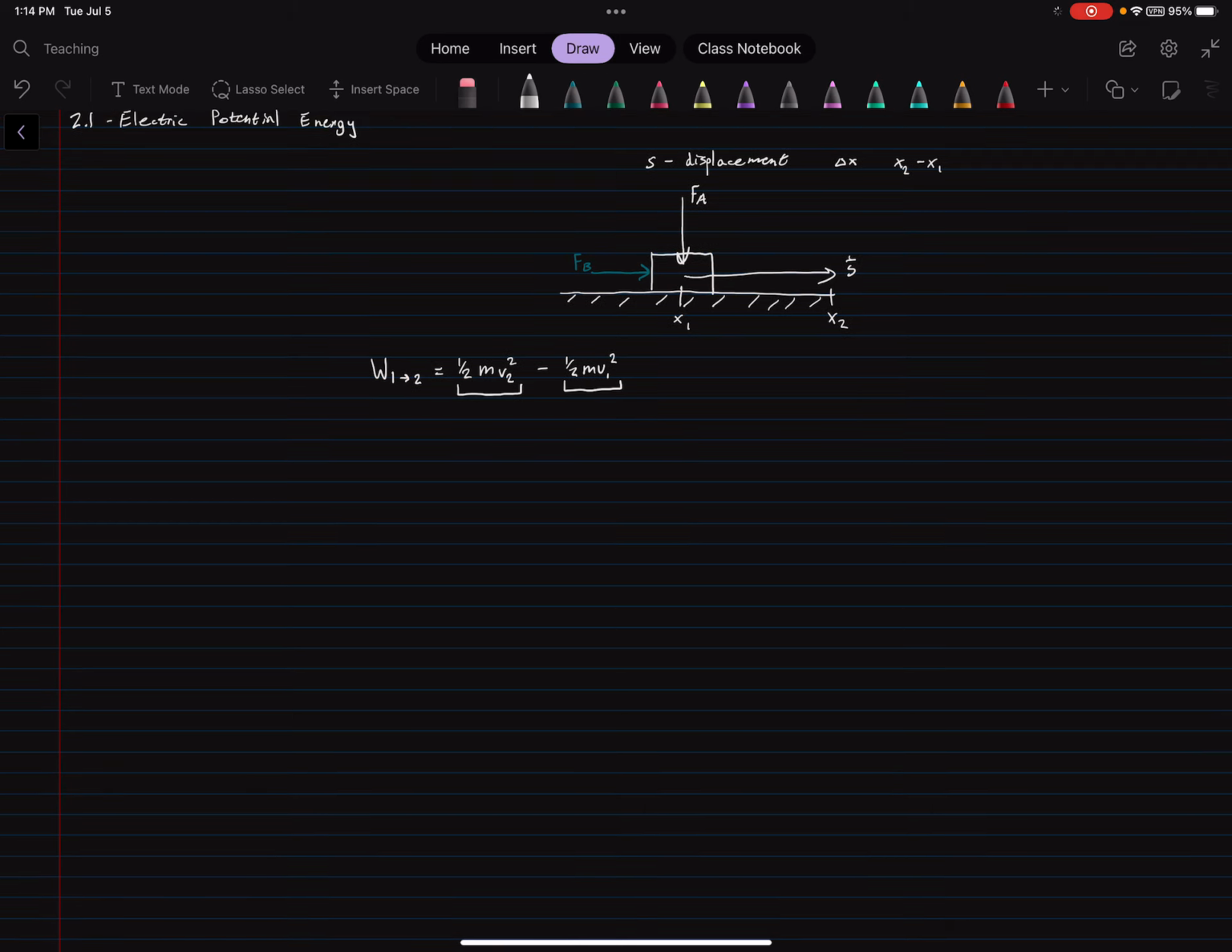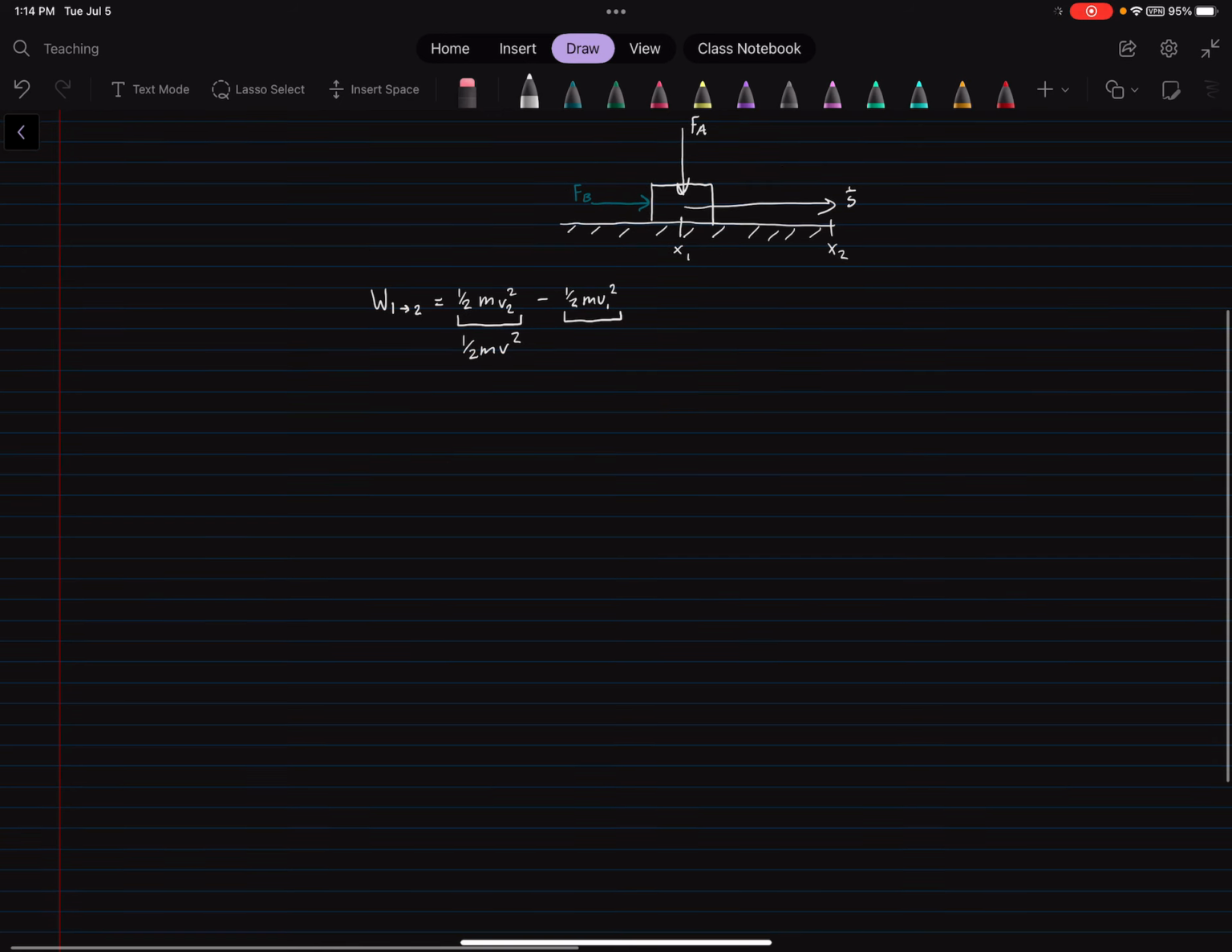So you have some quantity here, 1/2 mv squared, and it's just the difference of that quantity at two different points. And so that is something that we would give a name. In this case, it's kinetic energy, which we would usually designate with a K, 1/2 mv squared. And so the work-energy theorem, in other words, says that the total work is equal to K2 minus K1, the difference in kinetic energy at 2 points.